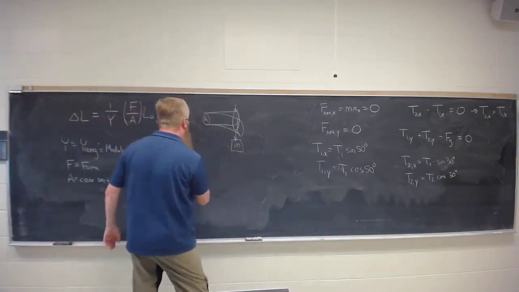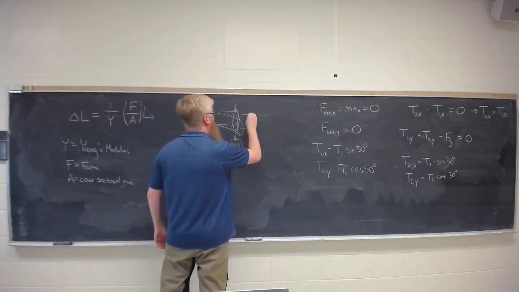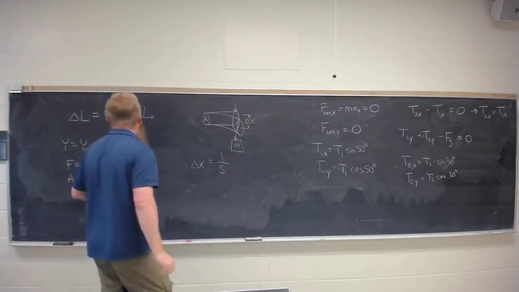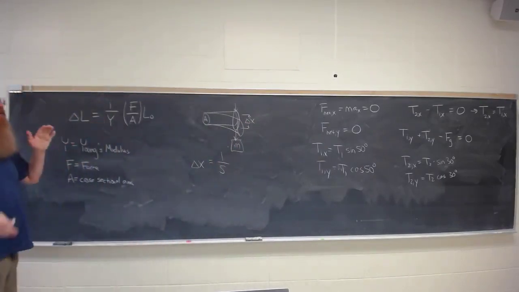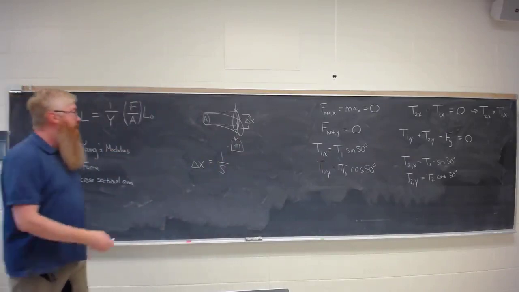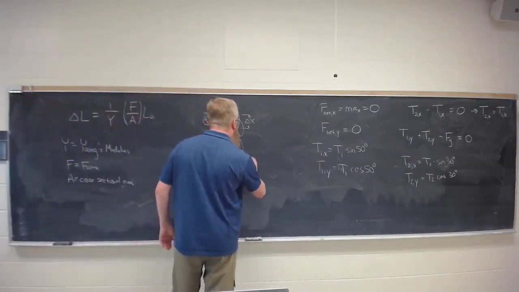So the amount of displacement, delta x, how much does it bend down, is 1 over the shear modulus, instead of Young's modulus, because some materials are great in compression but bad in shear forces. Concrete's one of them. F over A, cross-sectional area, times the original length.